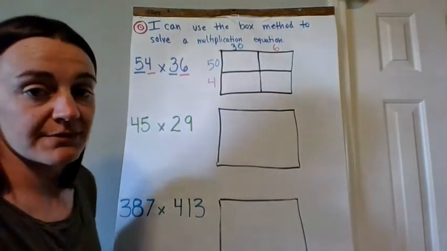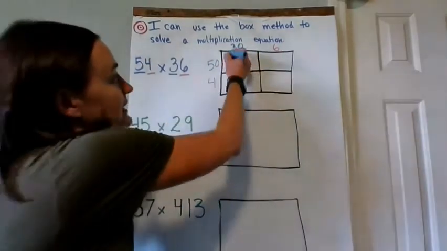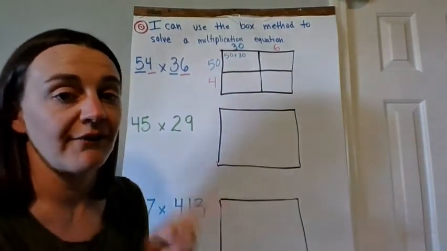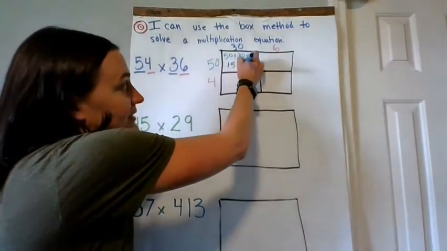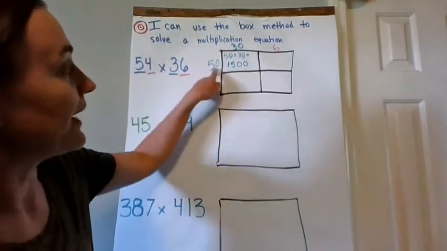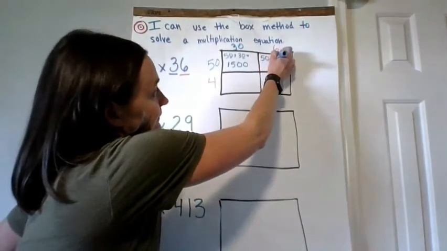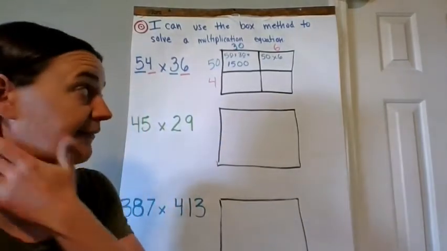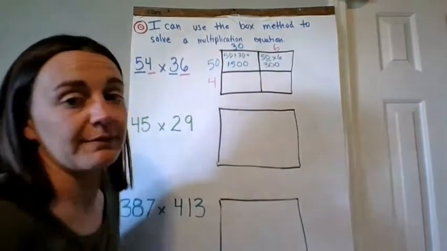Now I'm going to use those numbers along the side to multiply. In my first box, I'm going to do 50 times 30. But I'm not really going to do 50 times 30. I'm going to do 5 times 3, which I know is 15, and then add 2 zeros because there are 2 zeros in my equation. Now my next box, 50 times 6. Again, I'm going to do 5 times 6, and I know that 5 times 6 is 30. And then I'm going to add 1 zero for the 0 in my equation.